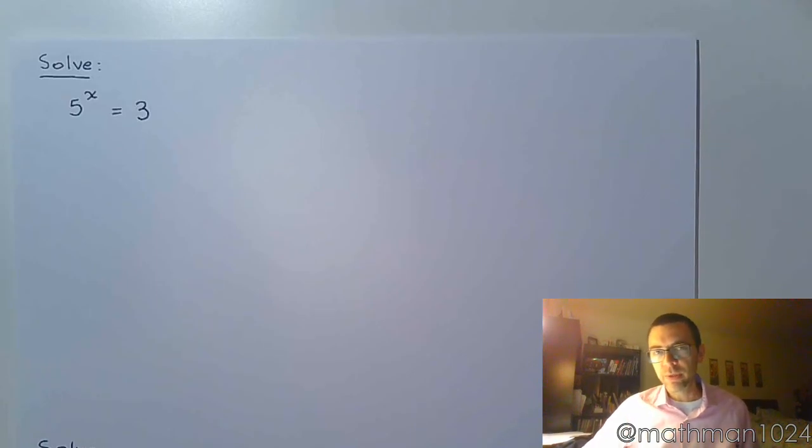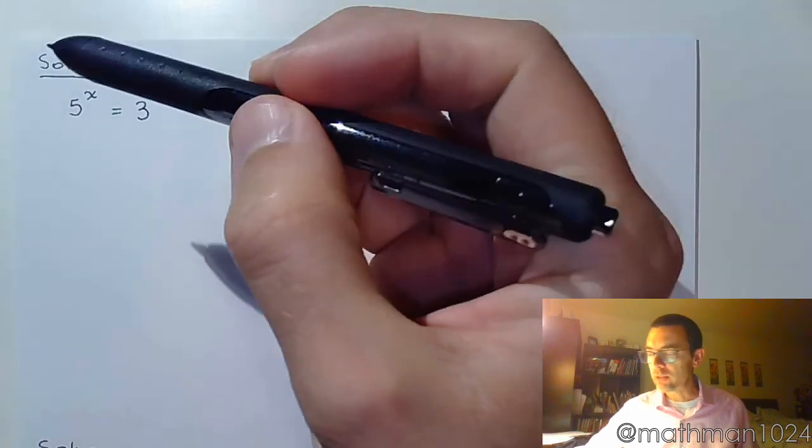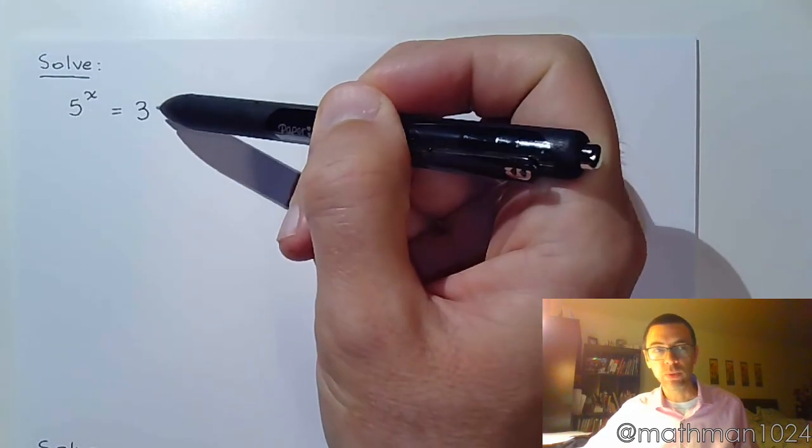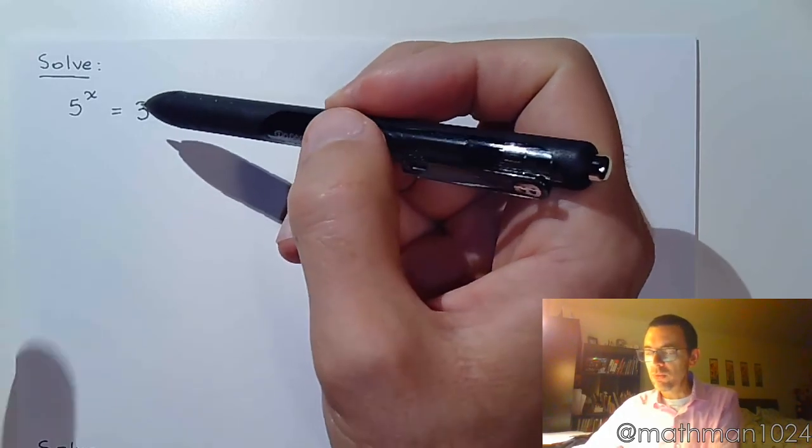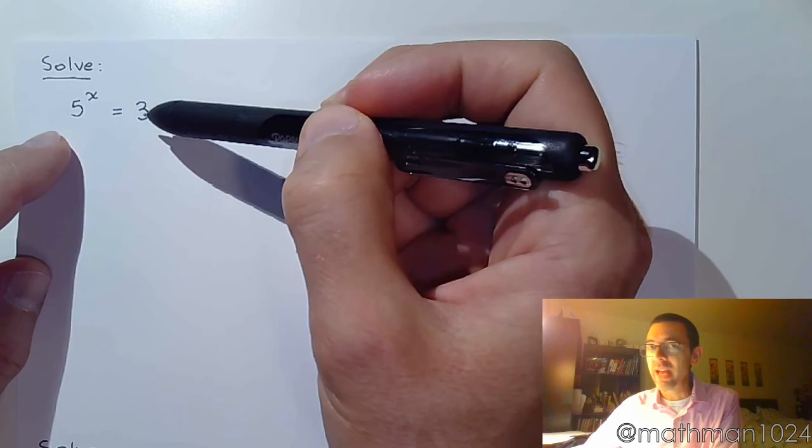In this video, we're going to be looking at solving exponential equations where you can't get the bases to be the same. For example, solve the equation 5 to the x equals 3. Now in the past, when we have an exponential equation, we try to rewrite each side of the equation so that they have the same base.